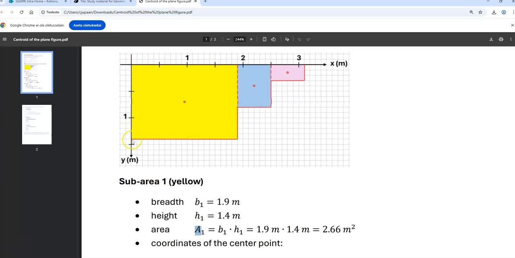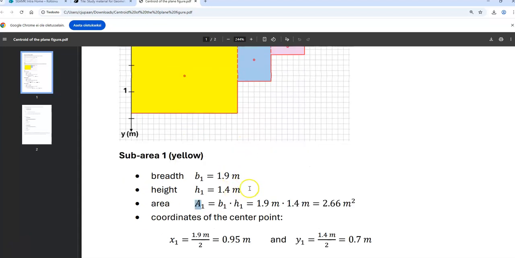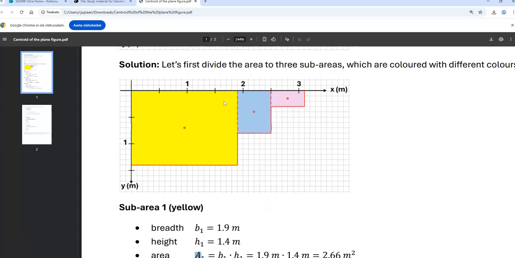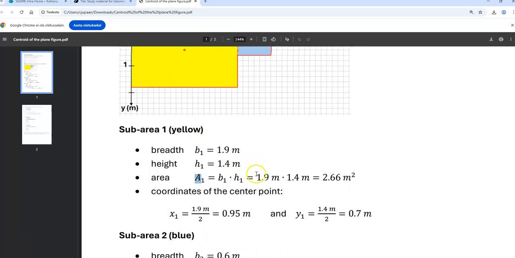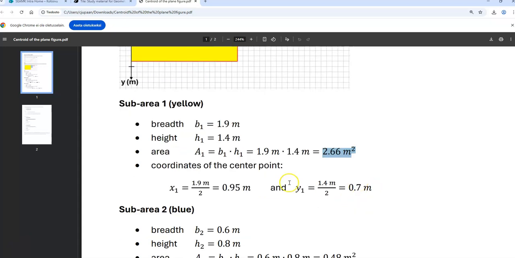And also the height can be seen from this vertical axis or y-axis. Here is 1, and here would be 1.5, and so this would be 1.4 meters. So area is easy to calculate because it is a rectangle. We just multiply those measures with each other, and we get the area there, 2.66 square meters. And then coordinates of the center point.